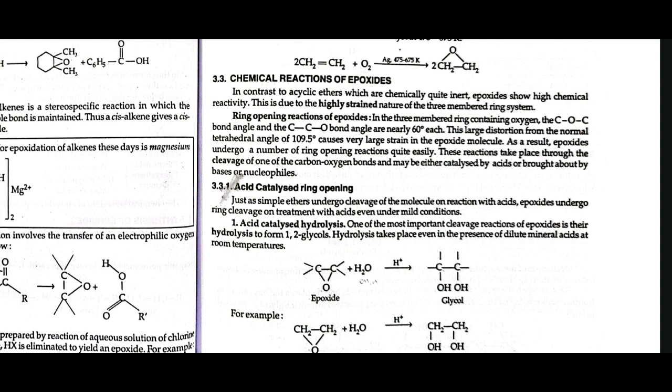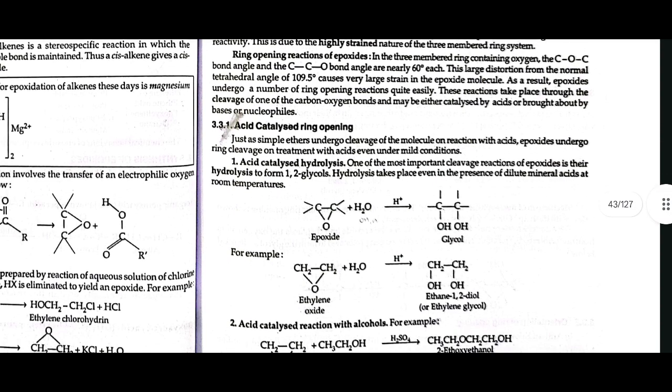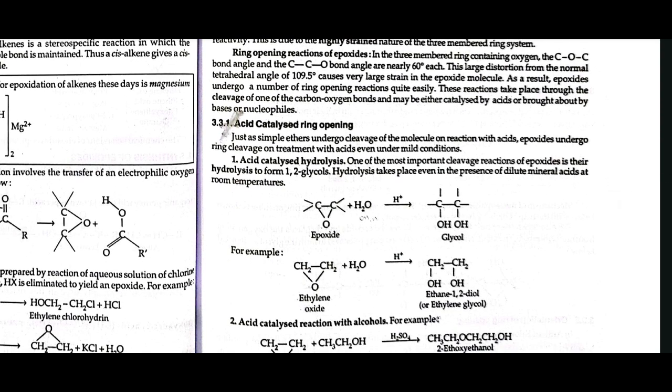These reactions take place through the cleavage of one of the carbon-oxygen bonds and may be either catalyzed by acids or brought about by bases or nucleophiles. Acid catalyzed ring opening. Just as simple ethers undergo cleavage of the molecule on reaction with acids, epoxides undergo ring cleavage on treatment with acids even under mild conditions.